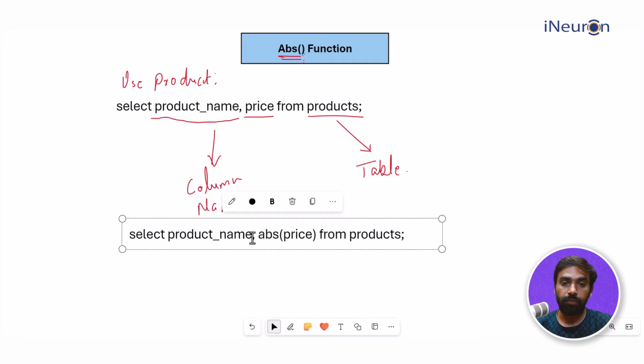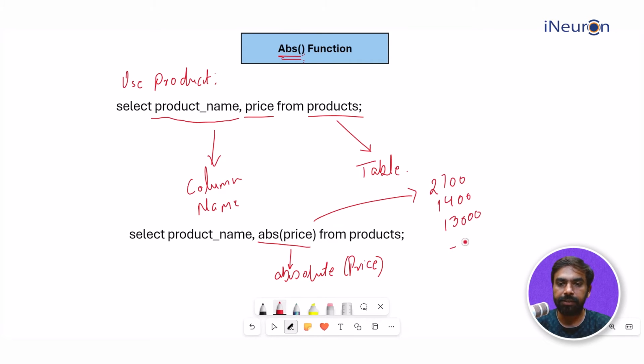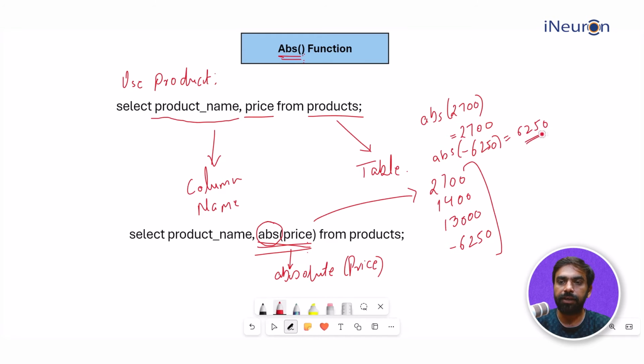Now, what this particular column is going to give us is the absolute value of the price. For example, prices entered might be 2,700, 1,400, or 13,000. Now, by mistake, there's an entry like -6,250. This is a mistake, and I'd like to avoid it. I'd like to have the column ensure that the price is never negative. This negative should be ignored. That's where this function ABS can be used. This column will always show the positive value of that price. So if I run something like ABS(2700), the output will be 2700 only. It won't touch the positive number. But if I run ABS(-6250), the result will be 6250. So it takes care of the negative sign and reflects only the magnitude of that number, which is what I want.